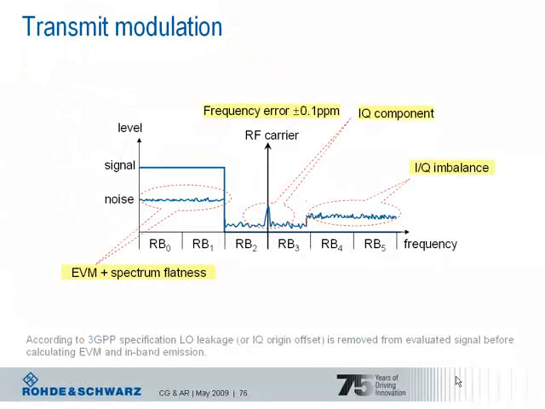In case of signal quality, measurements like error vector magnitude and spectrum flatness are done. The tolerances for error vector magnitude are the same as for downlink: QPSK 17.5% and 16 QAM 12%. As 64 QAM is an optional modulation scheme in the uplink, the limit is not specified yet, but it is considered to follow the definition in the downlink as well. The frequency error is defined as plus minus 0.1 parts per million. Further, IQ component and IQ imbalance are measured.